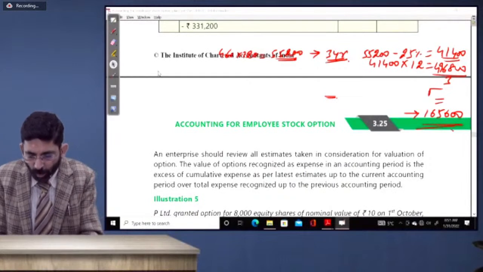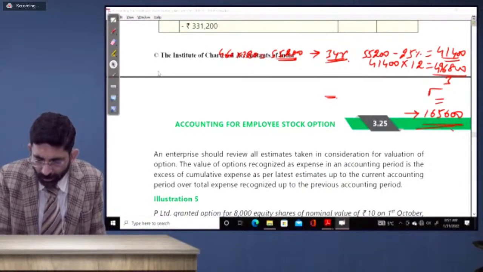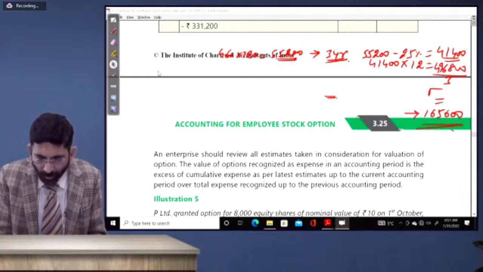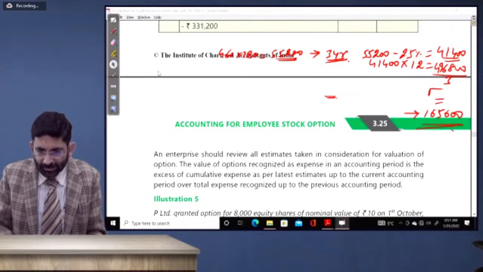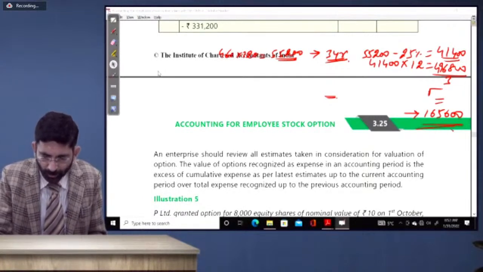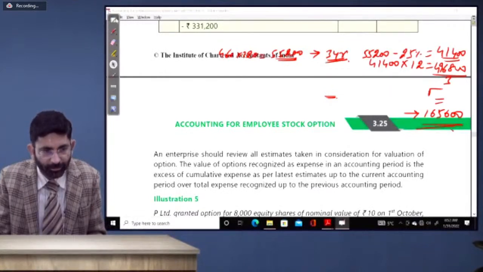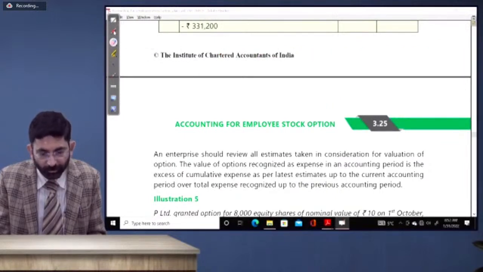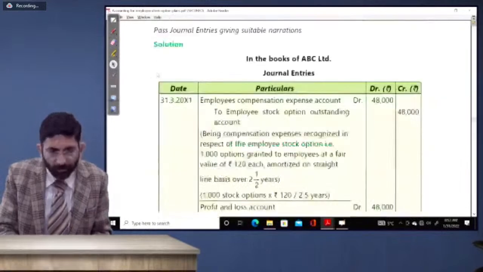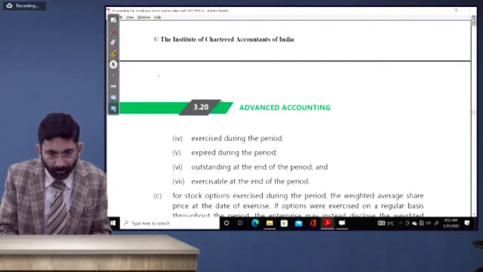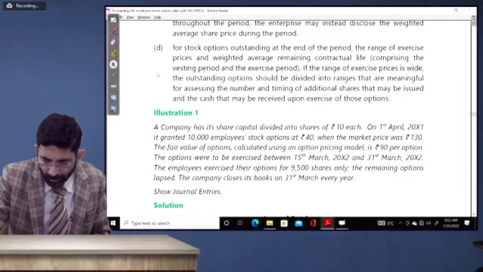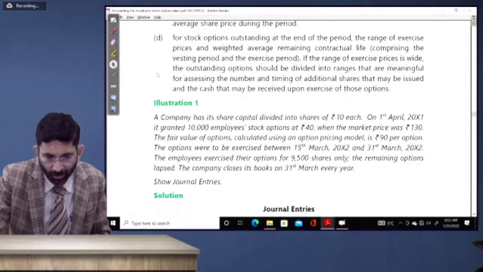Sonu Kumar Singh asks: in illustration number 1, why is there an employee compensation expense account instead of an employee stock option outstanding account? Let's see illustration number 1 if this is clear. Charu, are you sending me whether this is clear to you or not? So see illustration number 1. Why is there an employee compensation expense account instead of an employee stock option outstanding account?